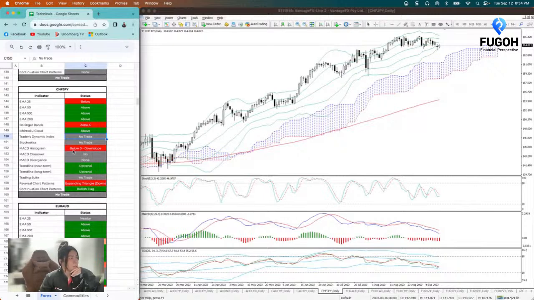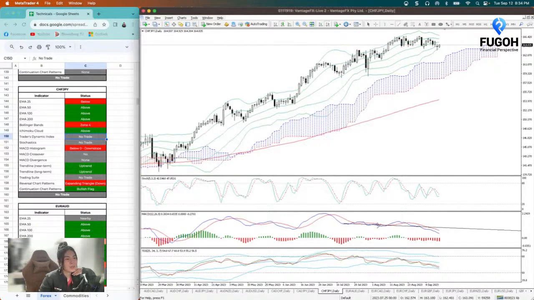MACD histogram is below zero, downslope still the same. Do we have any crossover? None. Do we have any divergence? None. Wait, there is. Just kidding, there is. The lows are going down, but the lows here are actually going up. See? Can you see that, guys?